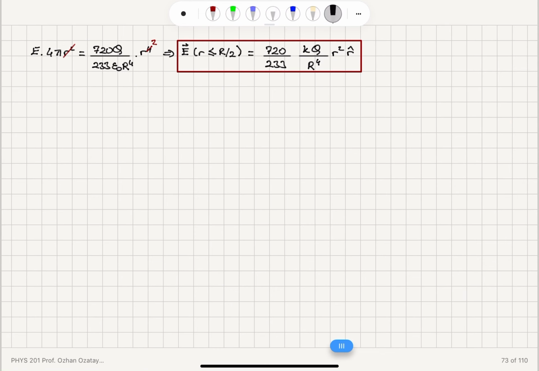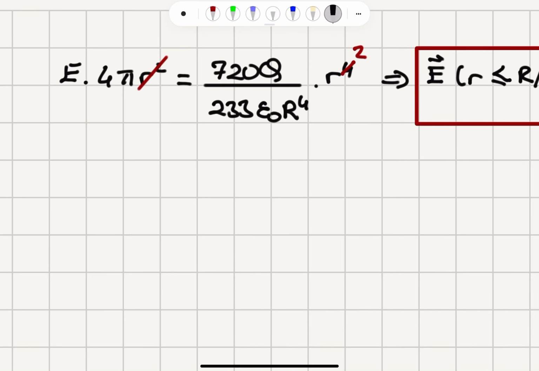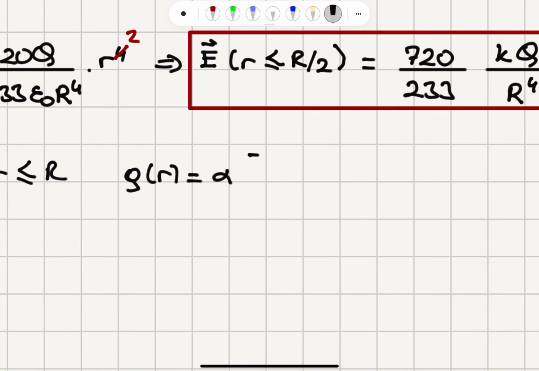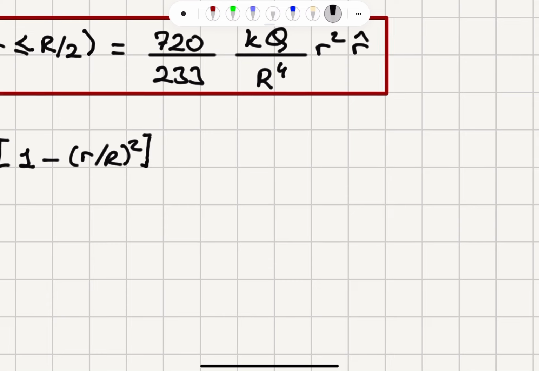Now, we will move on to the next region, capital R over 2 less than or equal to r less than or equal to capital R. We have the charge density rho of r equals alpha times (1 minus r divided by capital R) squared, where for alpha we will substitute the answer we have found in part A of the problem.